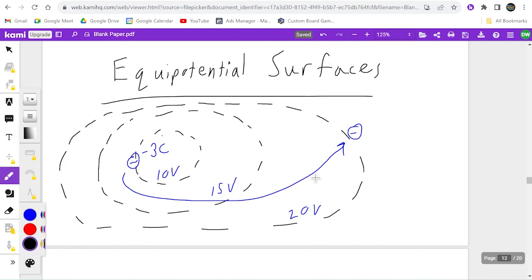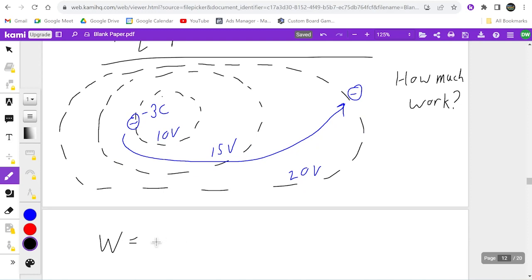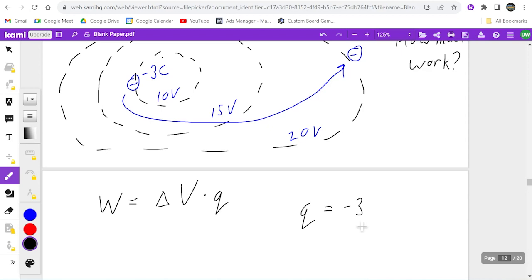And all I want to know is how much work. How much work? If you ask me, this is a lot of work. I'm getting tired of this. But the good news is, you'll notice that it seems like I chose a random spot to put the charge. Like, why didn't I just move the charge right there? It's because it doesn't matter. All that matters is the change in voltage, because we know that work equals delta V times Q. And Q is negative 3.